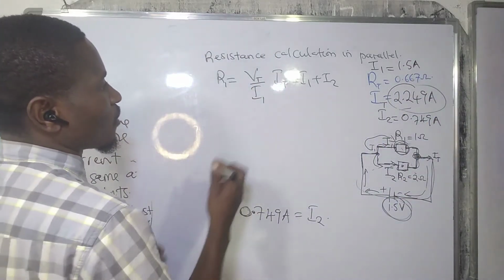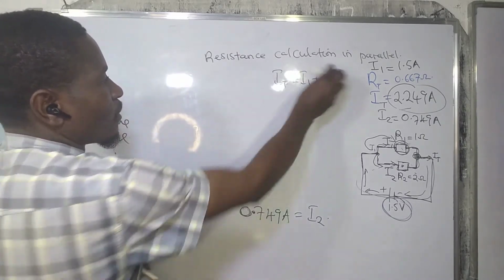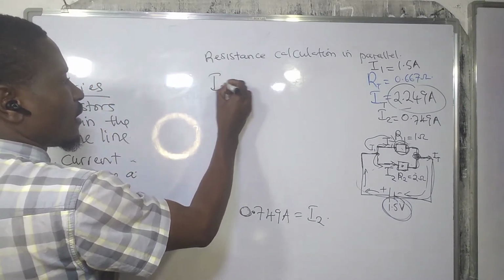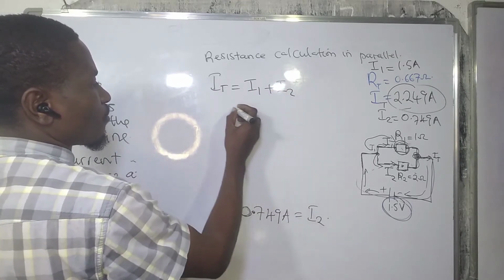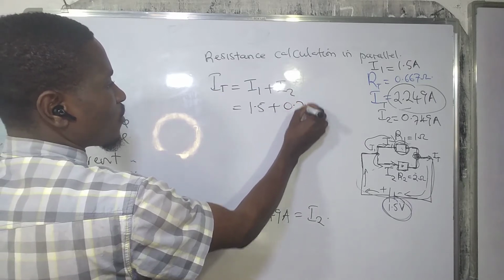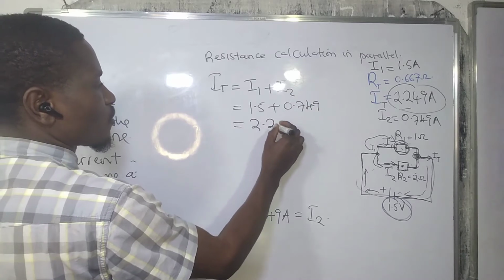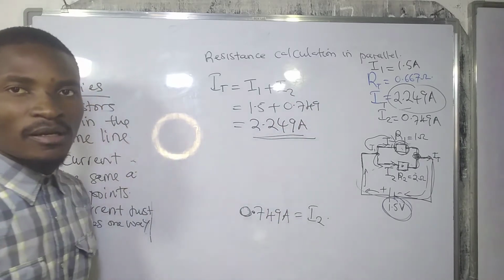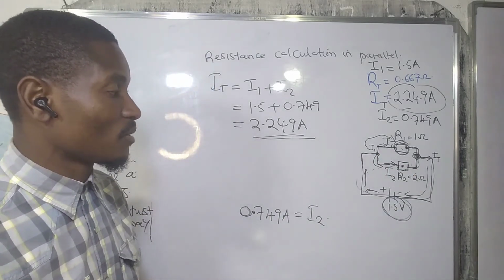Okay, so if I want to know that this is correct, it's just a matter of saying IT, the total, equals I1 plus I2. Then the I1 is 1.5 plus the I2 is 0.749. And then this will give me 2.249 amps, as the total current that is passing through this parallel circuit.